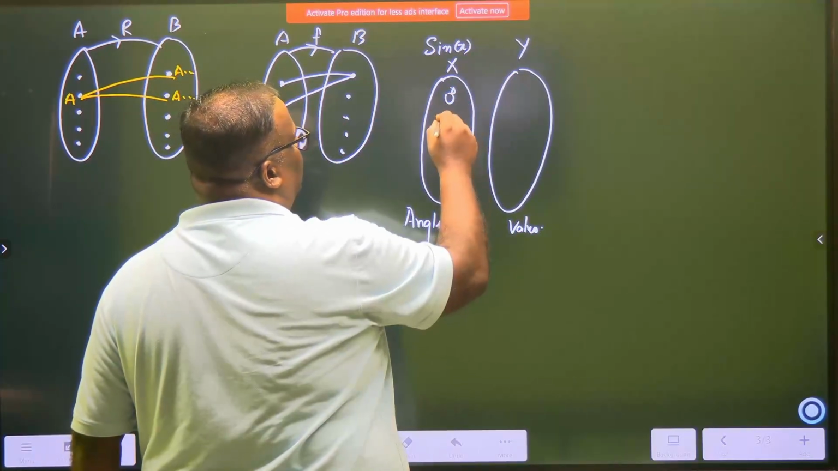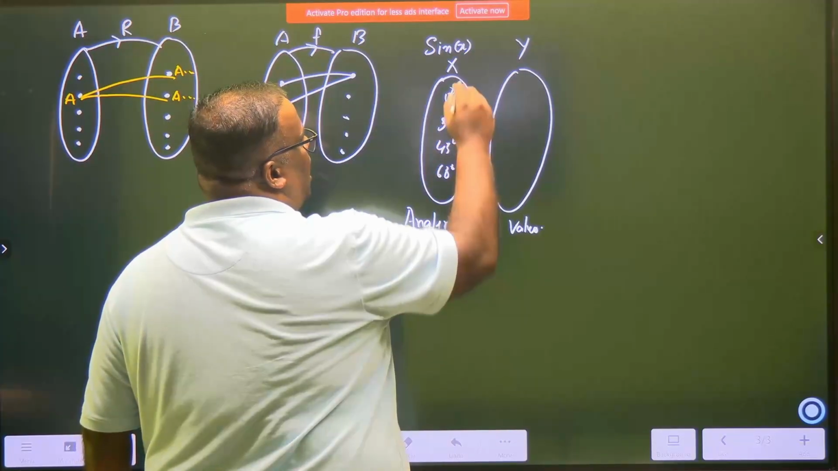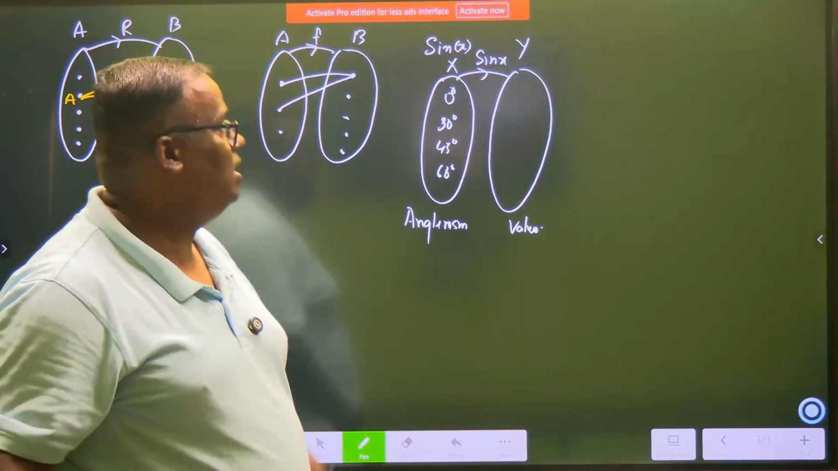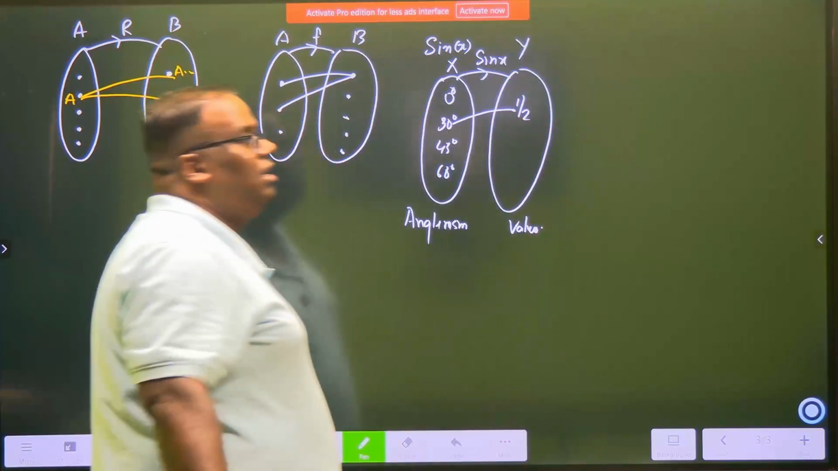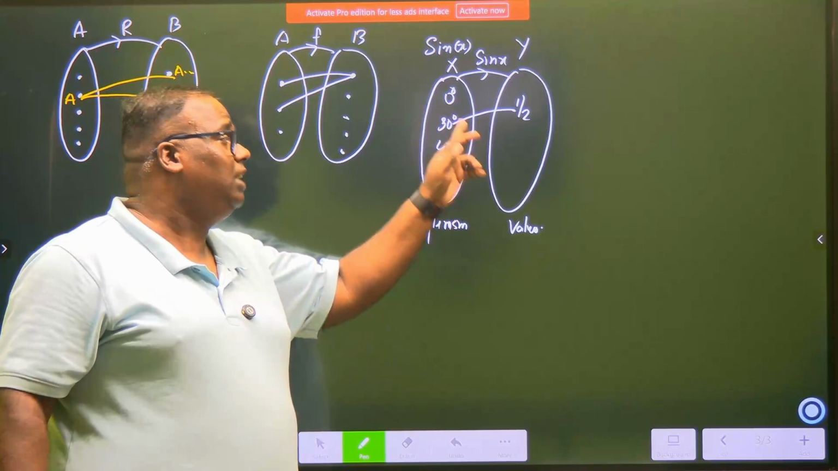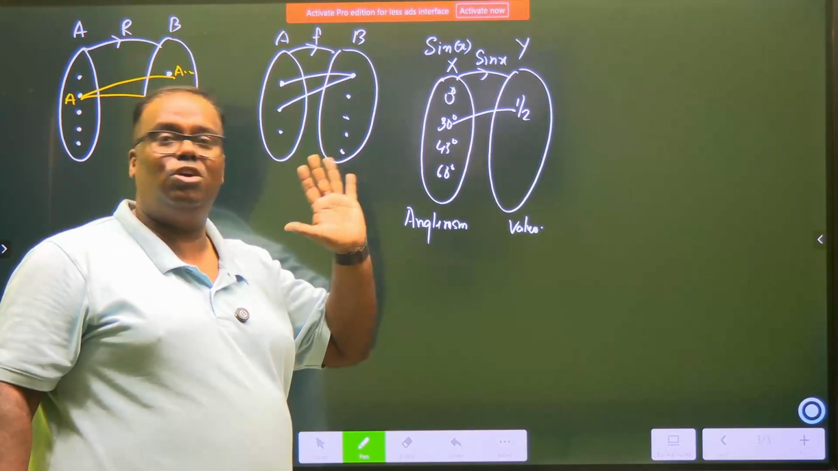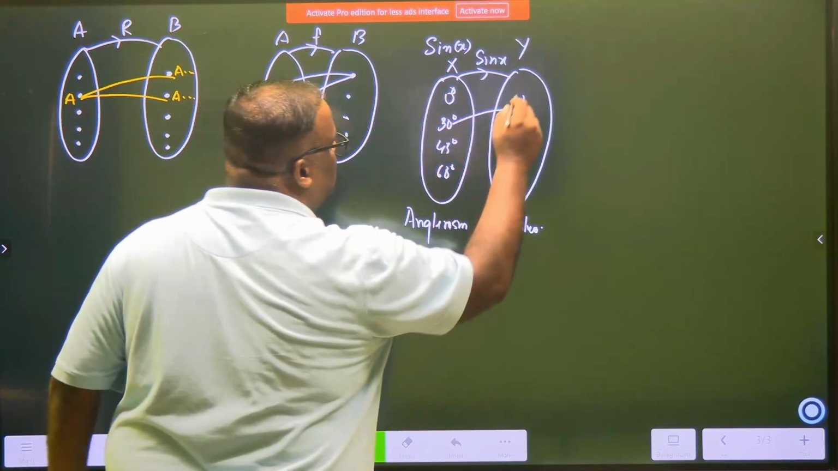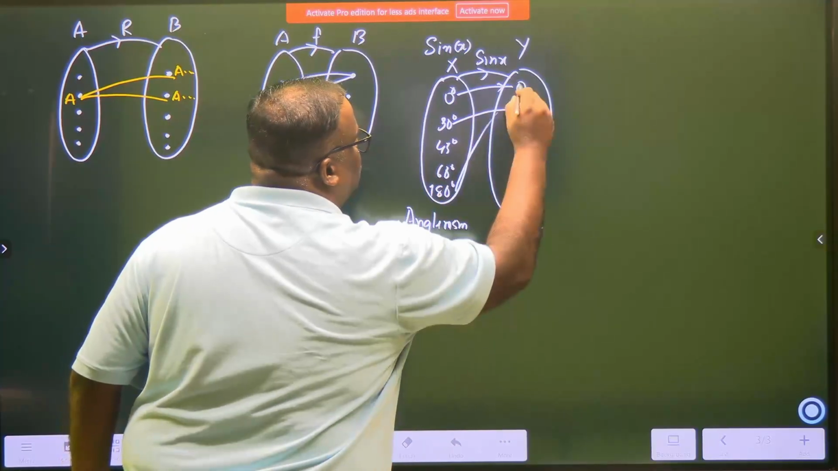Go to grade 10: 0 degree, 30 degree, 45 degree, and say 60 degree. And you are mapping a function which is a sin x function. Now think yourself. sin 30 is a half. sin 30 is a half. Did you get it? sin 30 cannot be another value. Not possible. However, sin 0 is 0. sin of 180 degree is also 0.